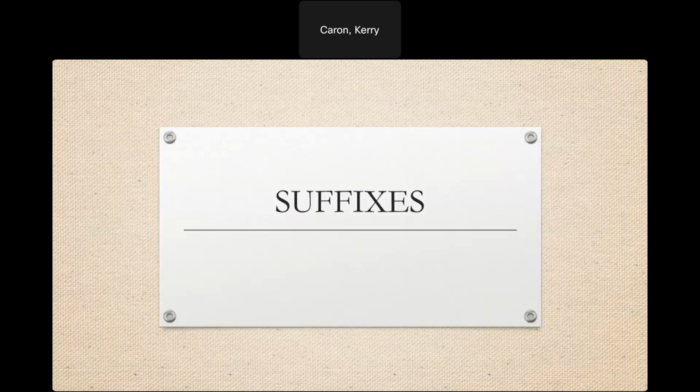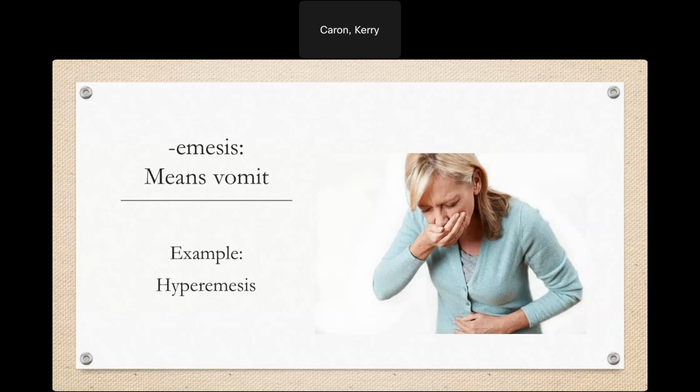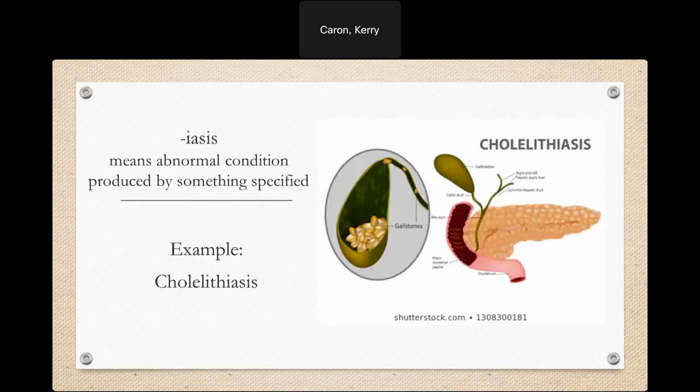Okay, your suffixes for this chapter. Emesis, we've had this, is vomiting. So hyperemesis is excessive vomiting or vomiting of excess. Iasis, this is an abnormal condition of, but usually caused by something specific. So cholelithiasis is an abnormal condition specifically caused by a gallstone.